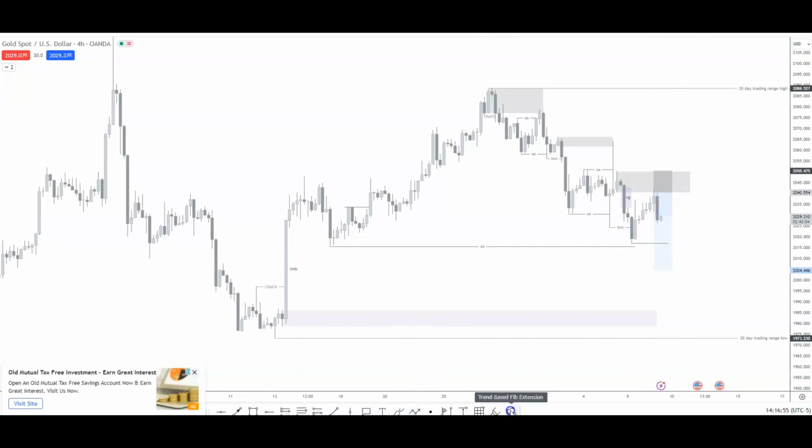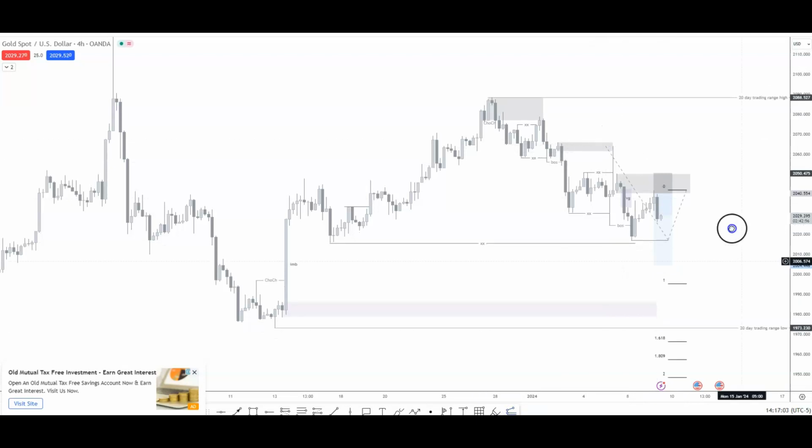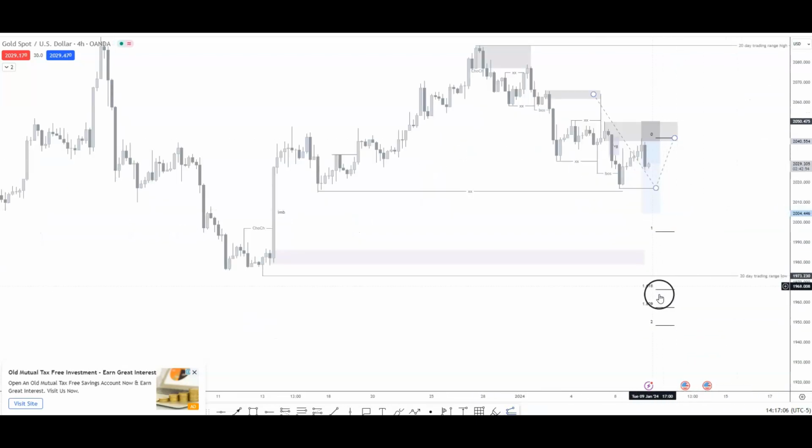If I had to pull up the extension, you can see the extension sees gold trade below this low here, but I'm not interested in that. It's too far gone. What I'm looking at is for this imbalance to be filled and for price to come back down to this zone here. So we'll see based on that.